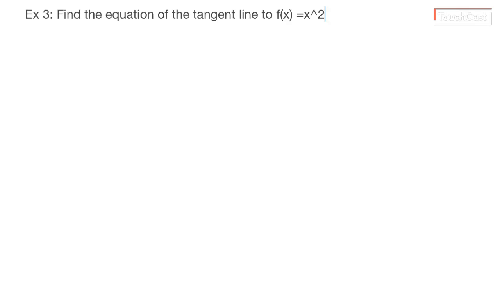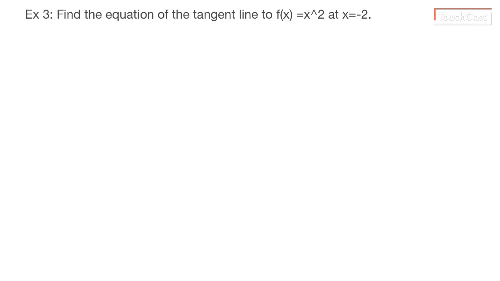So we've now explored a lot with derivatives. We can actually find the equation of a tangent line. So in example 3, we're going to do just that. We're going to find the equation of the tangent line to f of x equals x squared at x equals -2. So there's a few things we need to do.